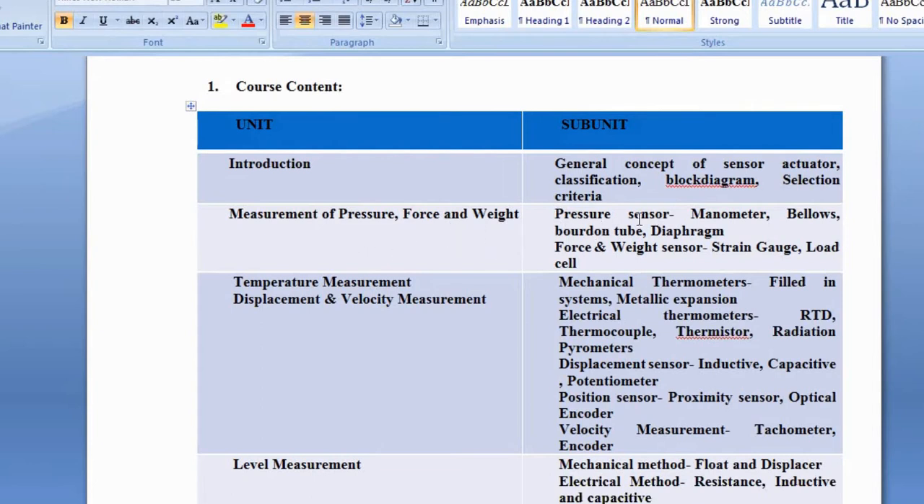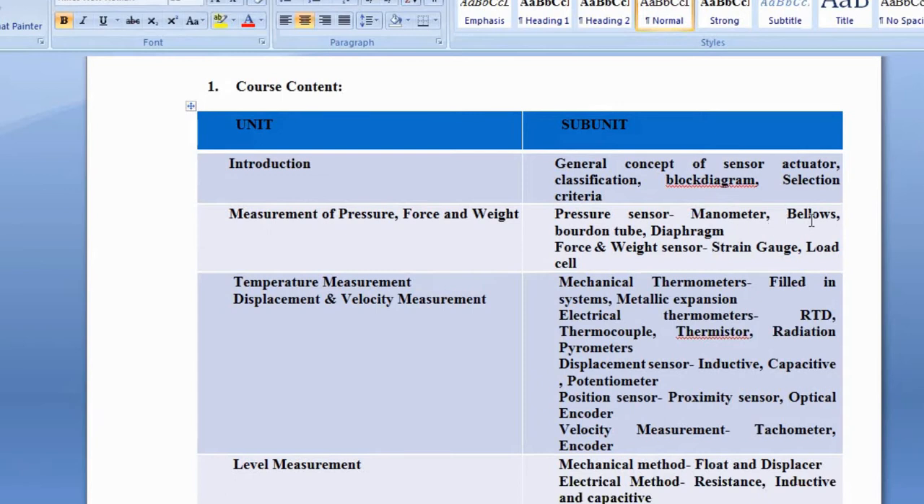Under pressure sensors, the topics already discussed are manometers, bellows, and rotative diaphragms. There are several types of manometers: U-tube manometers, inverted bell type manometers, ring balance type manometers, and inclined manometers, and the single limb and double limb concept. That's all about the manometer. That was already discussed, and I've shared problems with you and shown two examples on manometers.